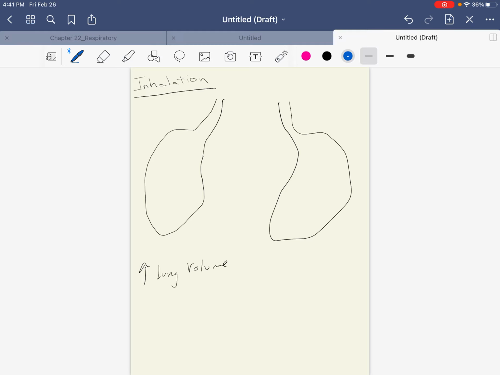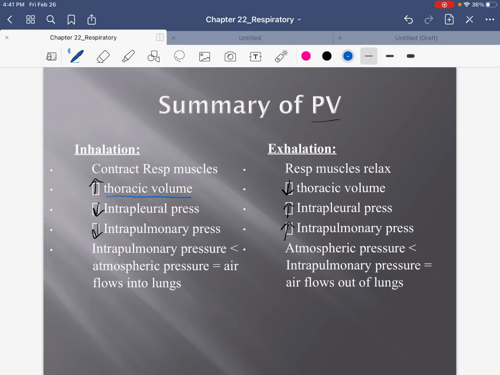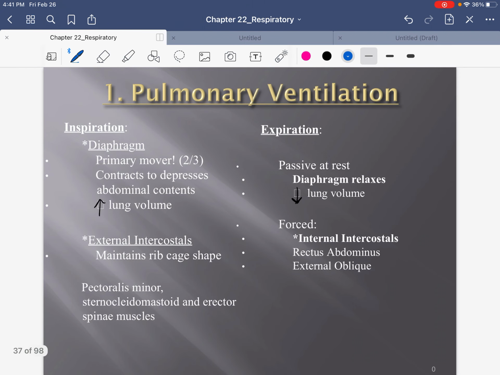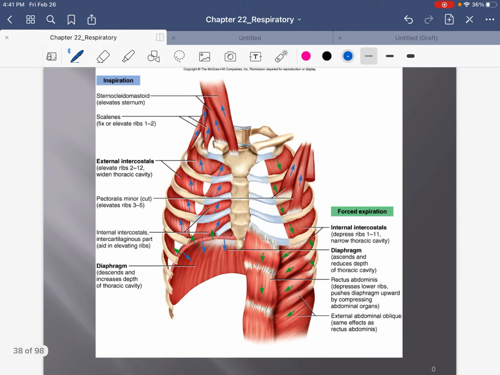How do we increase lung volume? Well, it just doesn't happen on its own. The way that we increase lung volume is by contracting some of our respiratory muscles. Here we go. We're going to look at this side first. We will contract the external intercostals and the diaphragm. Let's talk about these both.